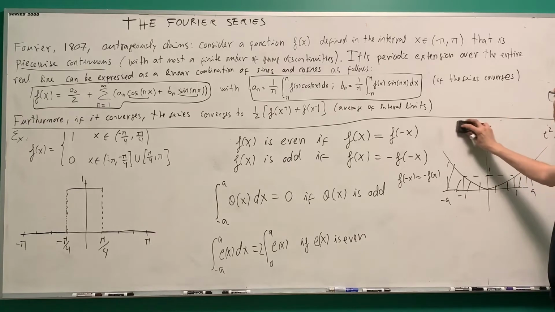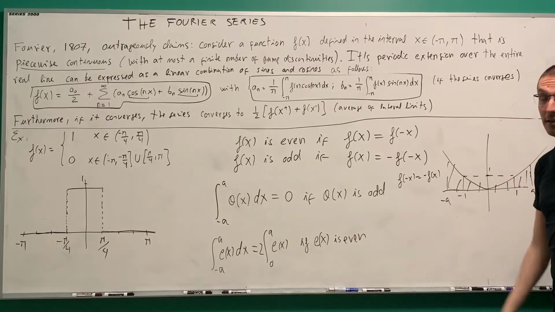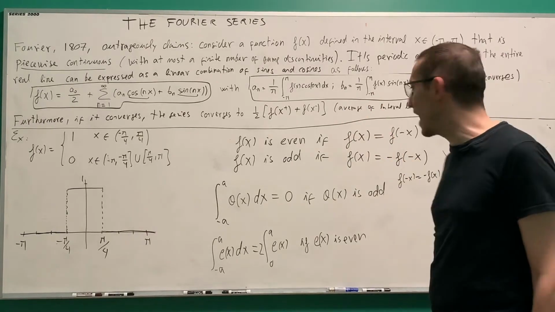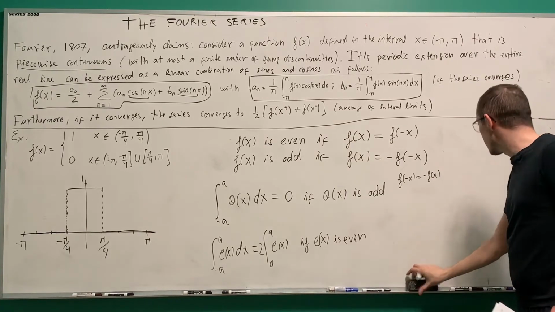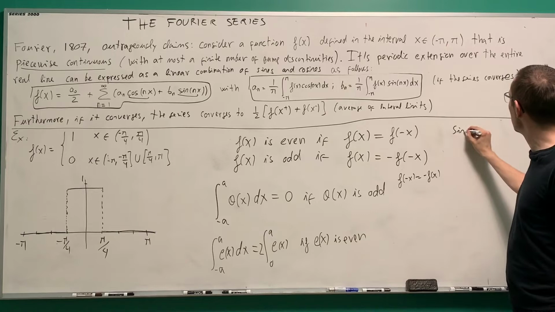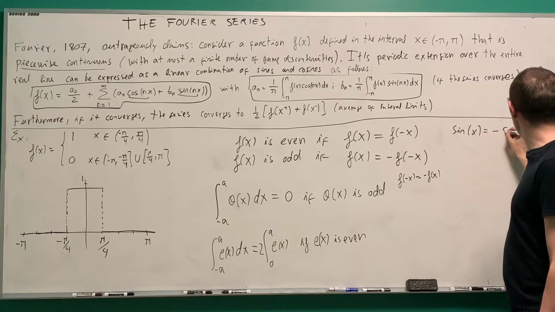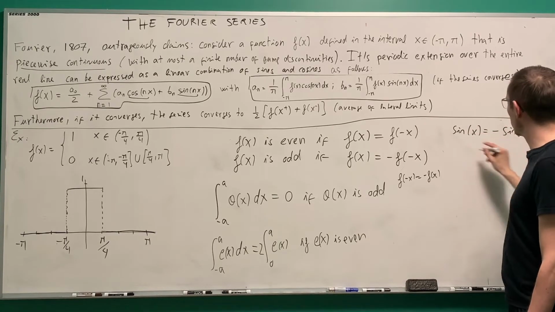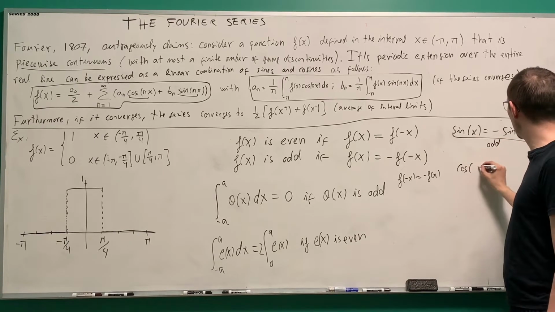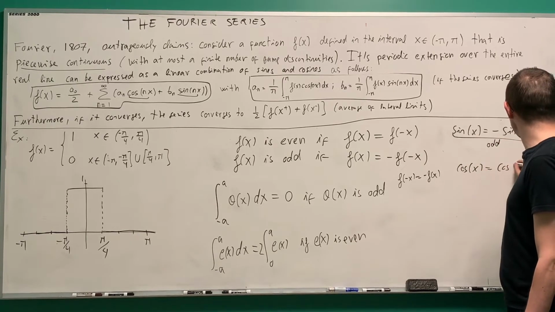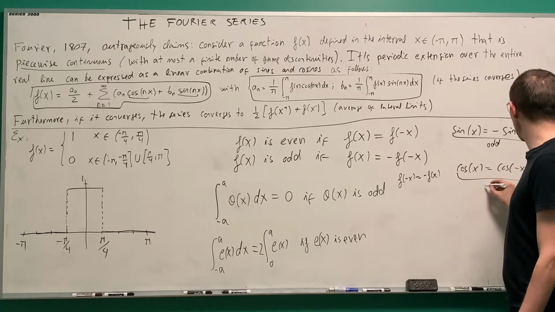But oftentimes, you will have functions that have defined parity. The sine and the cosine have defined parities. Indeed, the sine of x is equal to minus the sine of minus x, so the sine is odd, and the cosine of x is equal to the cosine of minus x, so the cosine is even.